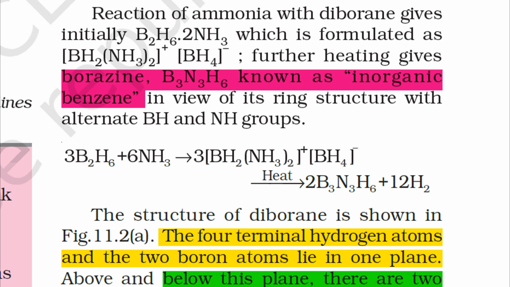So you can see the reactions. 3B2H6 plus 6NH3 gives rise to 3[BH2(NH3)2]+[BH4]-, which on heating gives 2B3N3H6 plus 12H2. So remember this complete reaction.